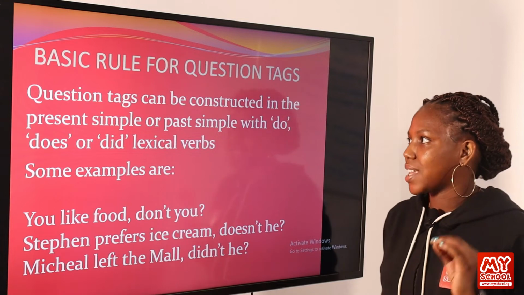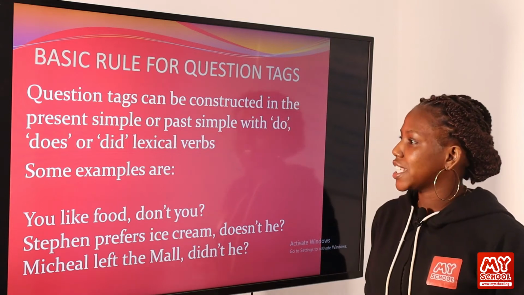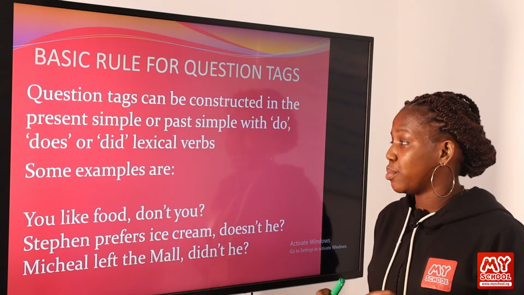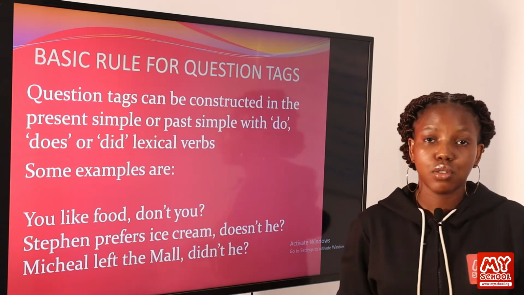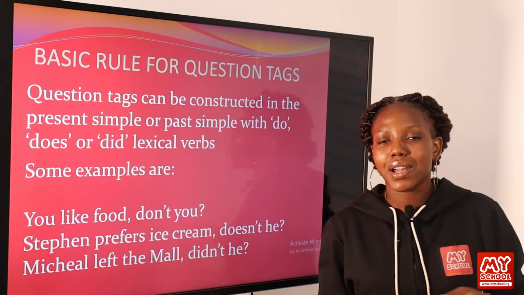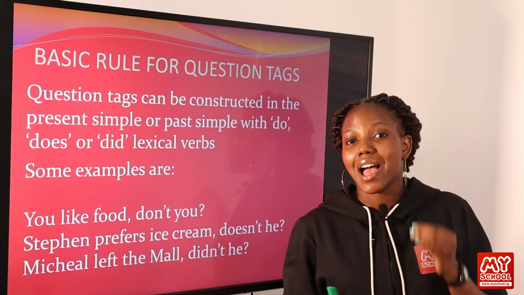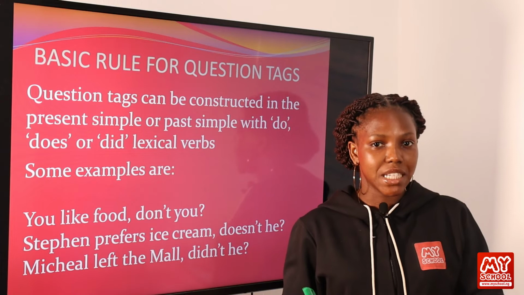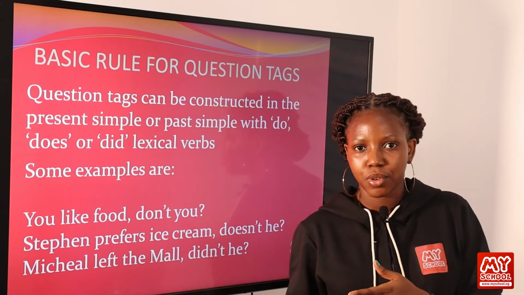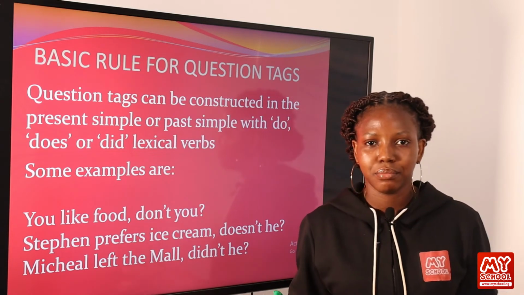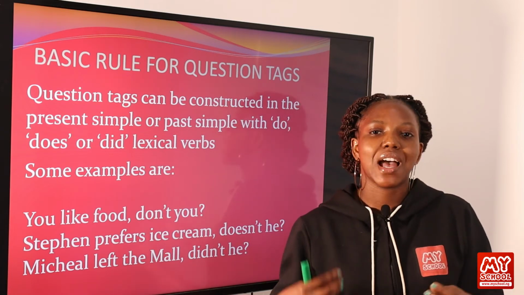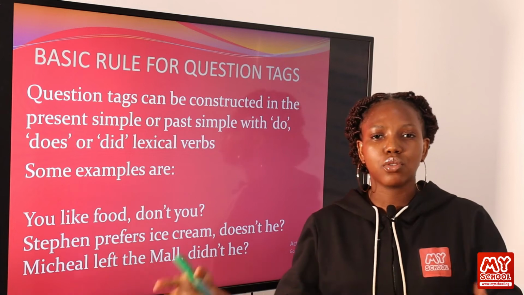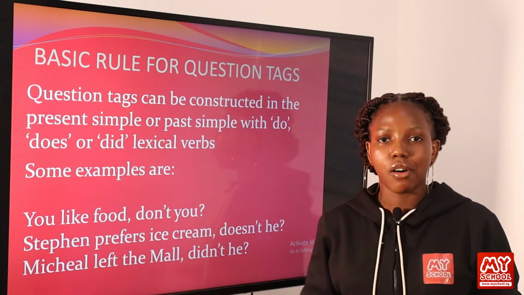Okay, question tags can be constructed in the present simple or past simple with do, does, or did for lexical verbs. Okay, so we know our lexical verbs are verbs that have senses. Okay, they have meaning. Sleep, we know, is to lie down and be unconscious for a while, and we know dance. So these are verbs that have meaning. So for all our lexical verbs, we use do, does, or did.